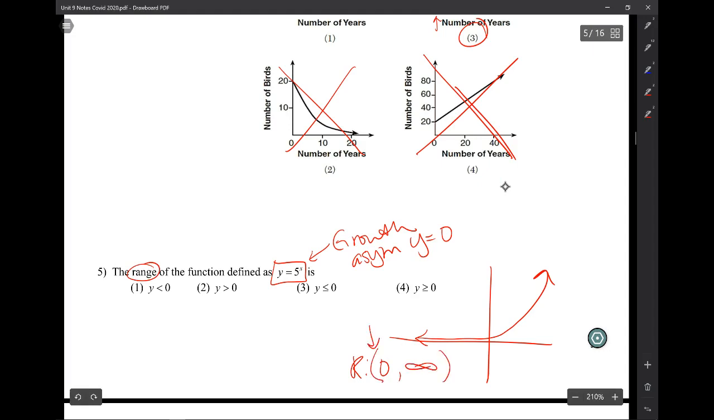Now remember that parenthesis means not including. So that means these two are out. Those inequalities are equal to. We want the one that's not equal to 0. So y is greater than 0. And it would be all y values greater than 0.